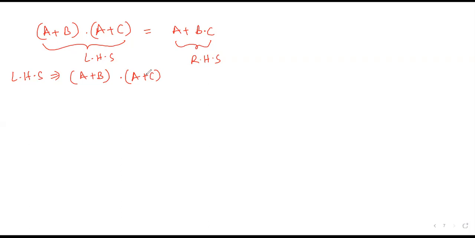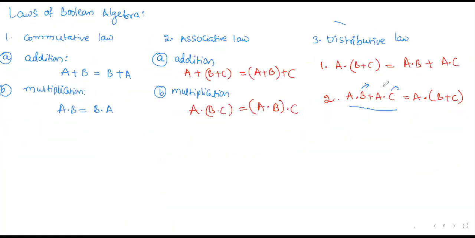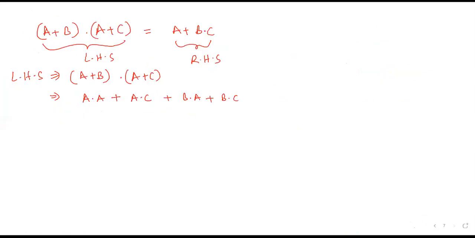So we will multiply both of the terms first. Correct. First multiplication. A into A plus A into C plus B into A plus B into C. This is from the distributive law. From distributive law, A into B plus C is equal to, you can expand like this. Normal multiplication only, no complication.